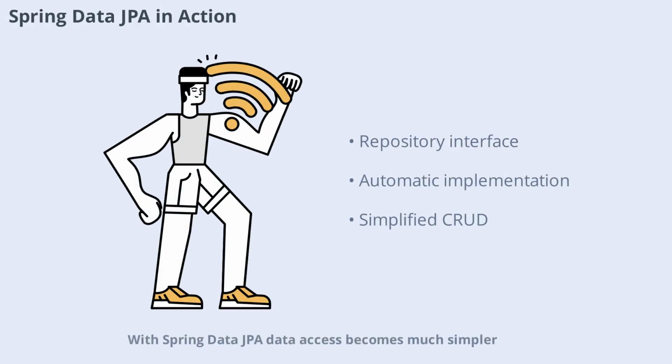With Spring Data JPA, data access becomes much simpler. You define a repository interface that extends JPA repository, and Spring generates the implementation for you. This means you can perform CRUD operations with just a few lines of code, letting you focus on your application's business logic instead of data access details.